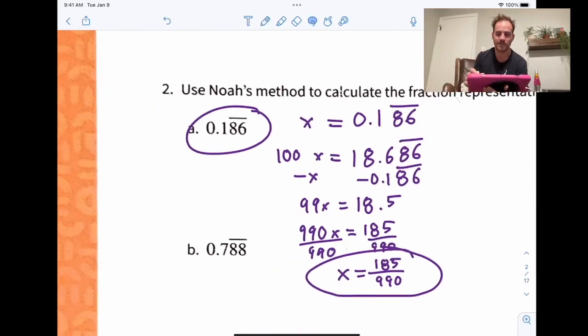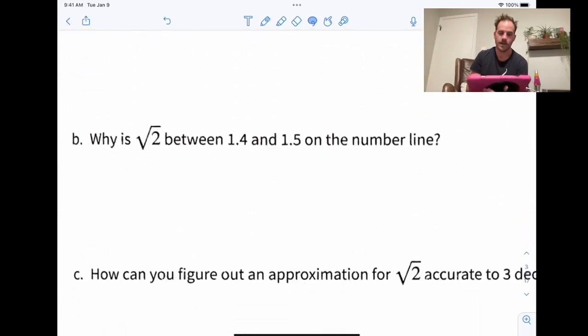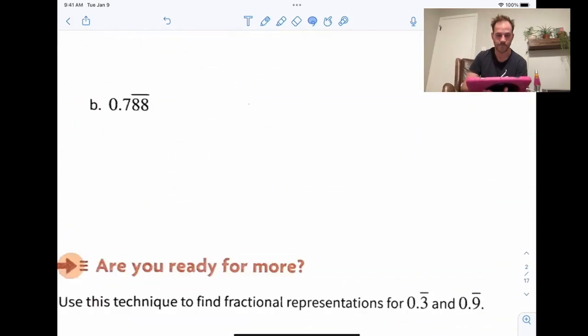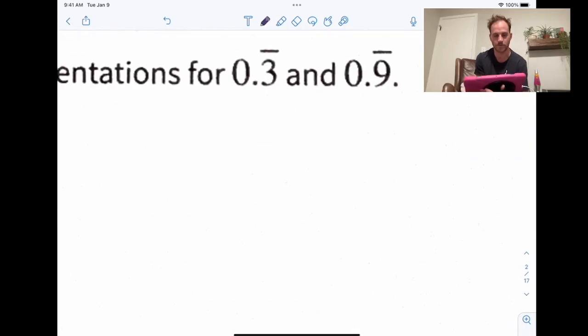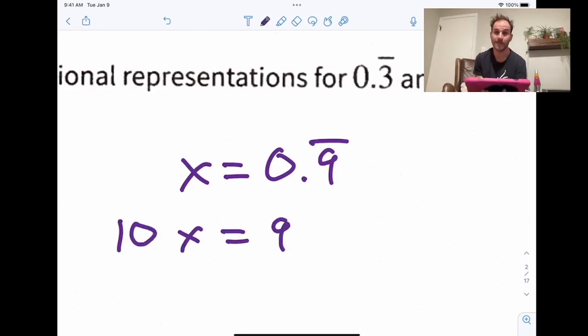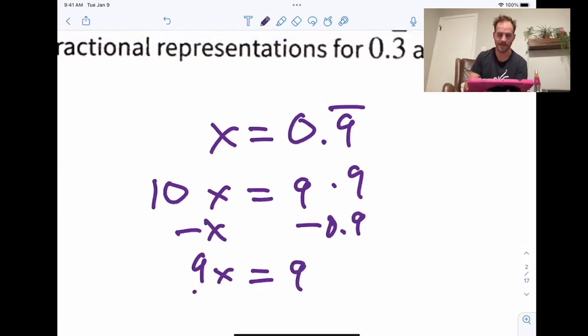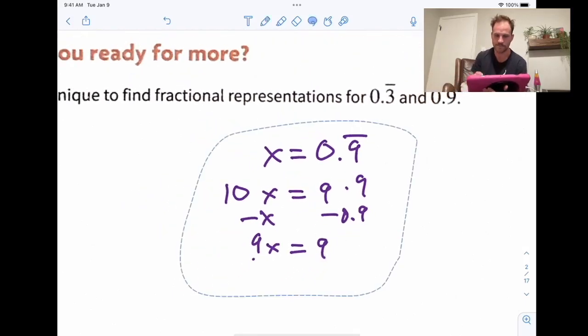Okay, that's how we do this. So again, the main key of this is to figure out how many decimal places you need to move. So for example, 0.9, one decimal place under the repetend bar, so we multiply by 10. And from there, you're just solving it. Always subtract 1x from both sides. You remember you're subtracting 0.9. That gives you 9x. And then from there, just solve. Divide by 9 on both sides. You're set. So that is that.